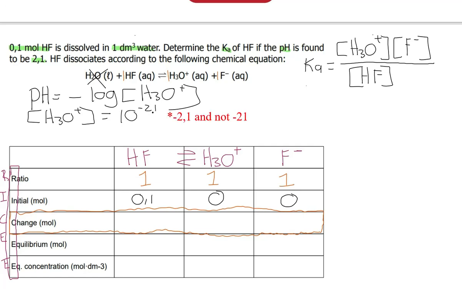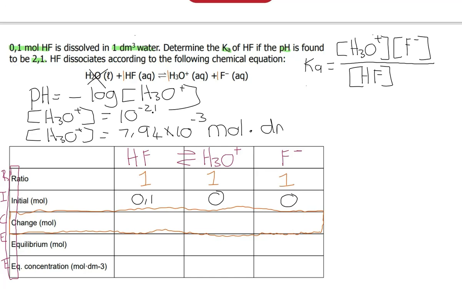It's going to be to the power of negative 21. And then if you pop that into your calculator, the hydronium concentration, H3O+, is going to be 7,94 times 10 to the power of negative 3. Remember, whenever you're writing anything in a science paper, it needs to have a unit, and the SI unit always needs to be indicated. So in this case, it's going to be mole per cubic decimeter, mol·dm^-3. And you have just managed to figure out the equilibrium concentration of the hydronium.